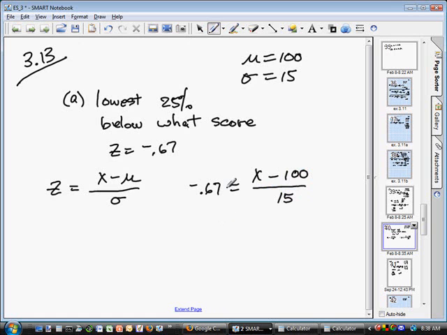Multiply. You've got to do a little algebra here. So we multiply both sides by 15. By the way, this is really just negative 2/3, isn't it? What's negative 2/3 times 15? Negative 10, right? 3 goes into 15 five times. Negative 10. Add 100 to both sides.